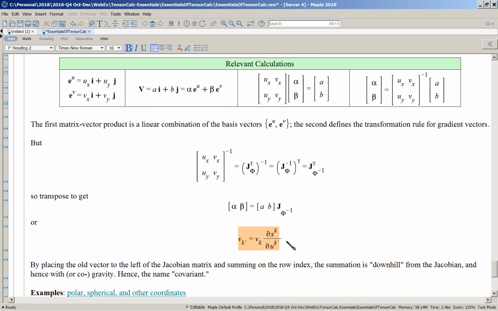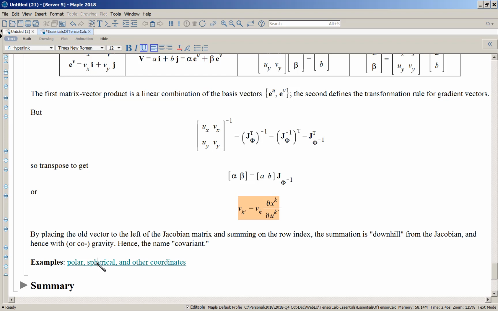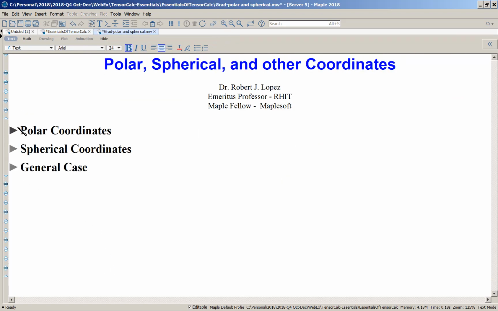So the covariant law is for vectors expressed in terms of gradient vectors. And the contravariant law is for vectors expressed in terms of tangent basis vectors. That's what this stuff means. And I think at this stage it would really help to have some examples. So let's look at a few examples.